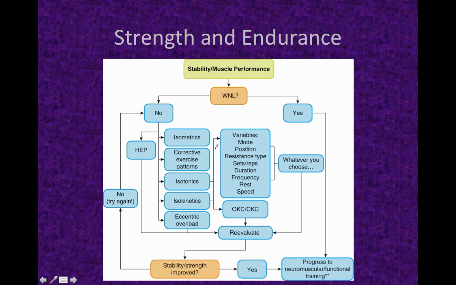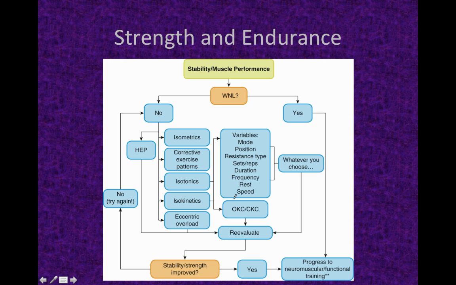You're always going to be thinking about corrective exercise patterns. When we talk about the functional movement assessment, we'll start looking at where you are focusing your exercises and why. And isotonics, that's actually moving through a range of motion against resistance. Isokinetics, I just mentioned. Eccentric overload is going to come in towards the end of strength and endurance, and we'll demonstrate that when we get to the strength and endurance section.